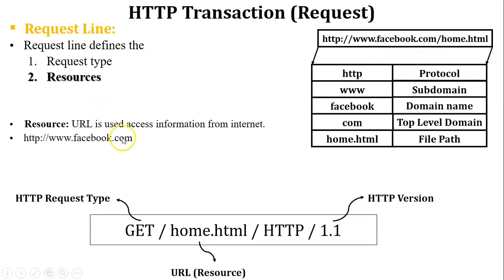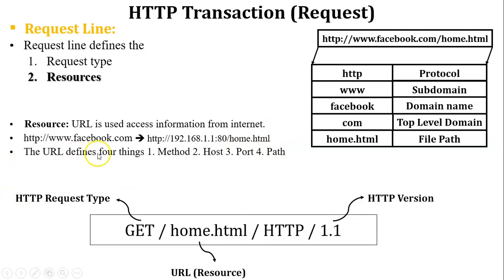But whenever a client sends a request using the URL, the server cannot read the URL because the server just reads the IP address. So before sending the URL request to the server, it is converted into the IP address. So here www.facebook.com IP address is, for example, 192.168.1.1. Here 80 is the port number because the HTTP protocol is used, and the file is home.html.